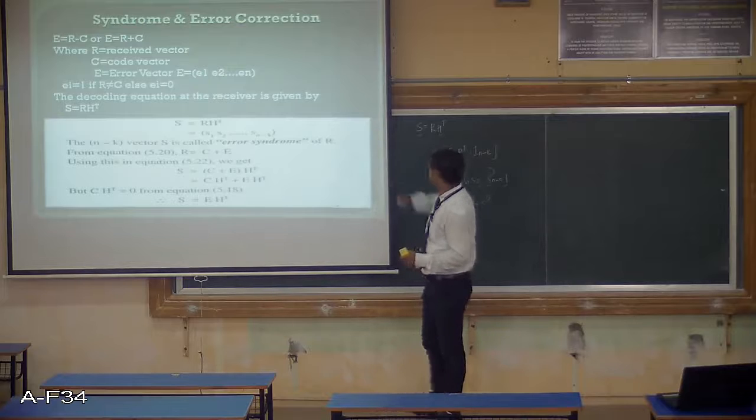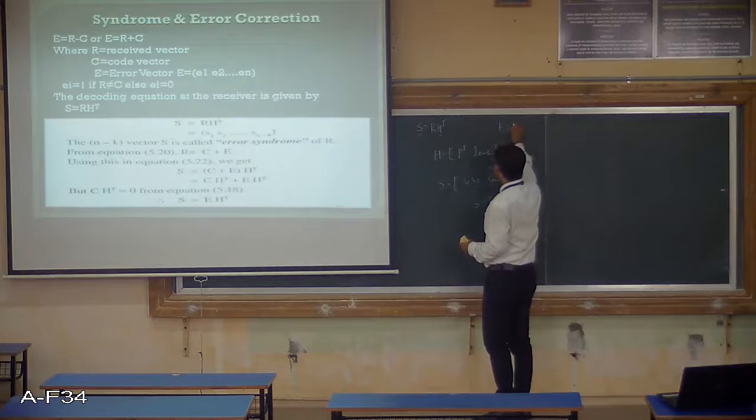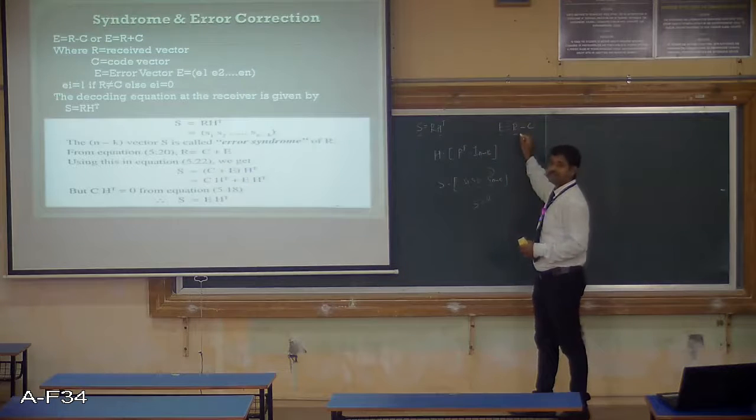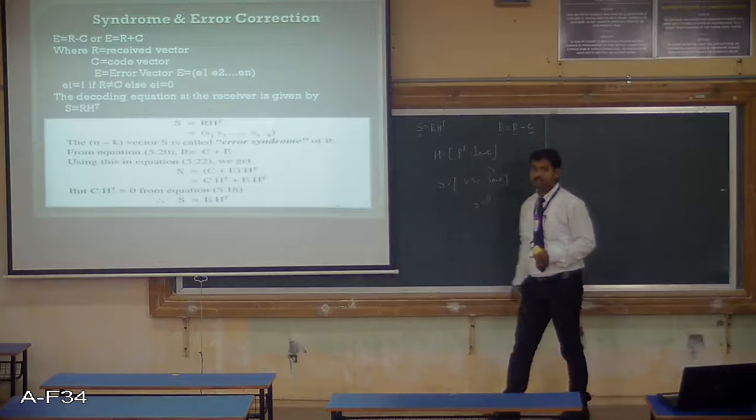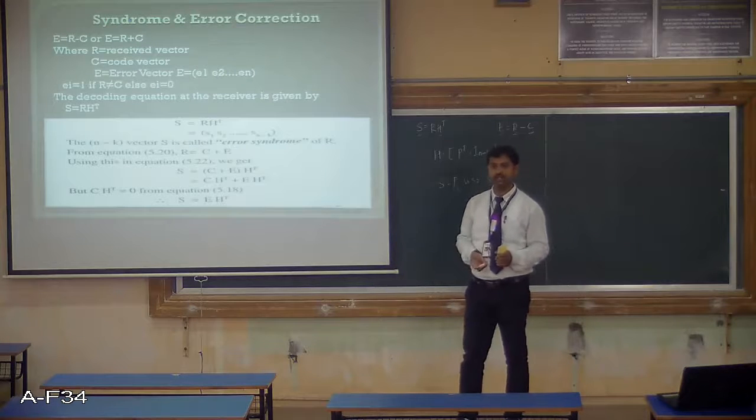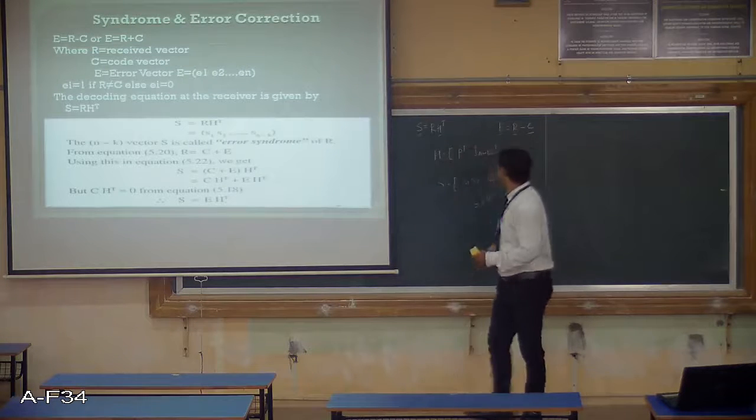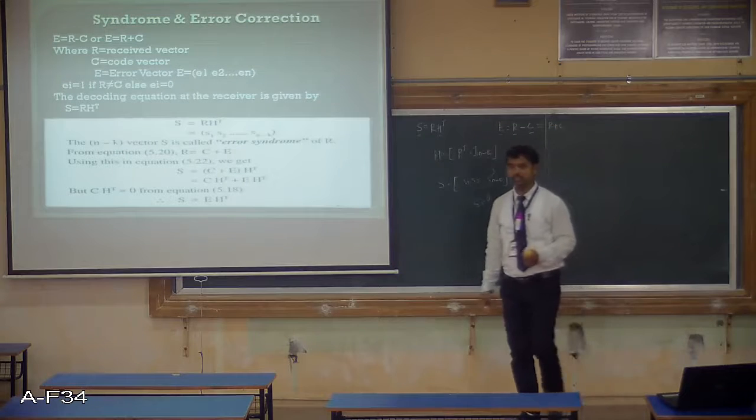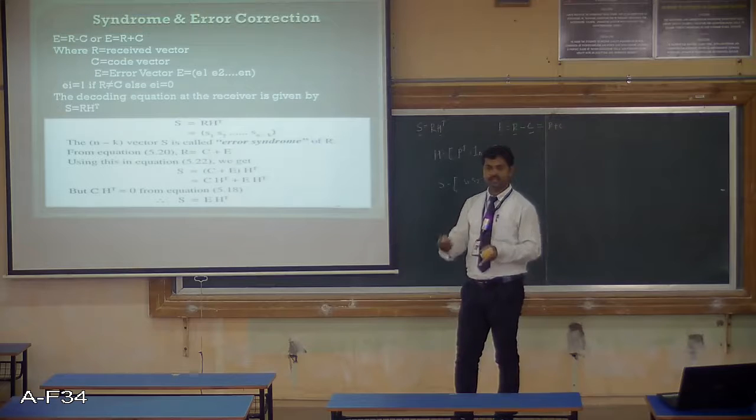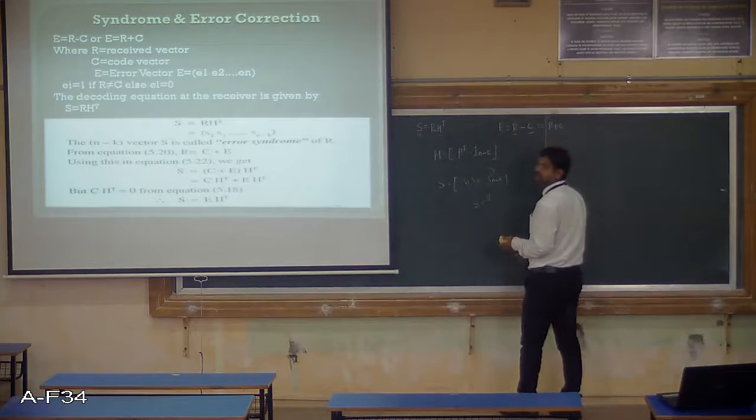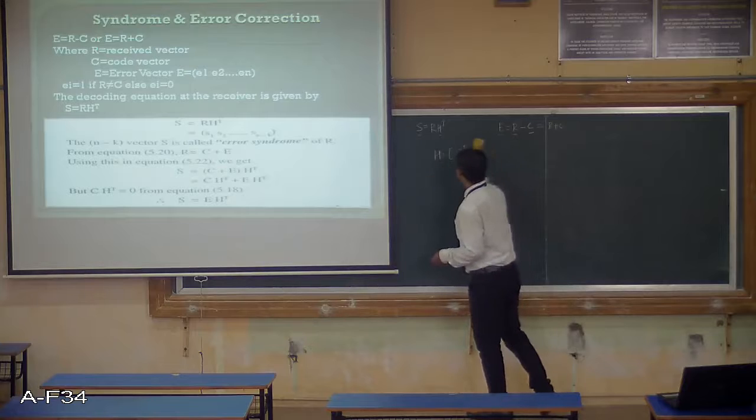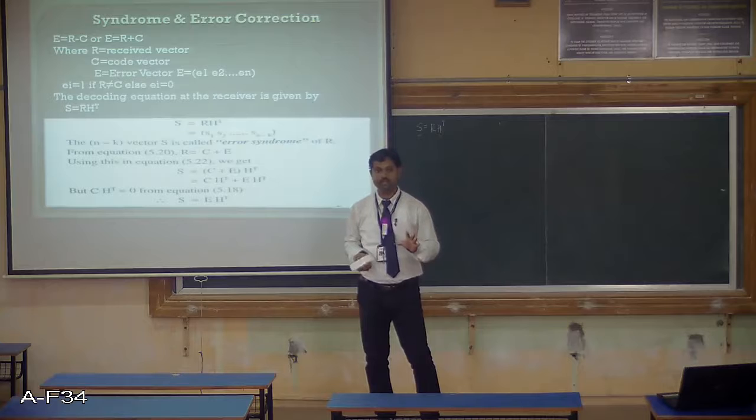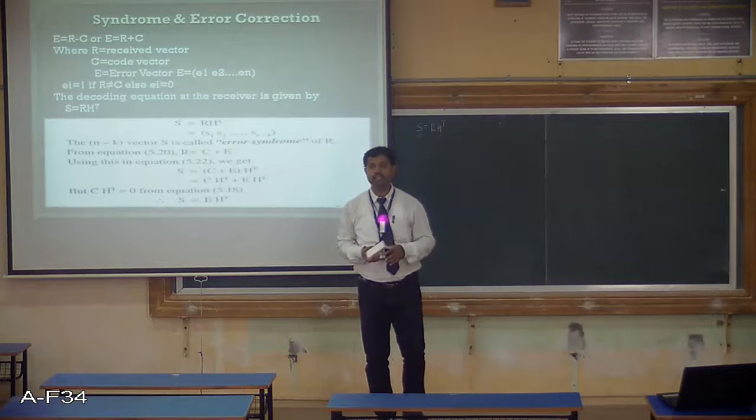And we already defined that error vector E is R minus C or R plus C, where E is the error vector, R is the received vector, C is the valid code vector which is transmitted by the transmitter. Anyhow, we are performing mod 2 addition, so it doesn't make any difference whether it is plus or minus. This is how we can detect the error. Once we detect the presence of error, then we'll go for a correction.